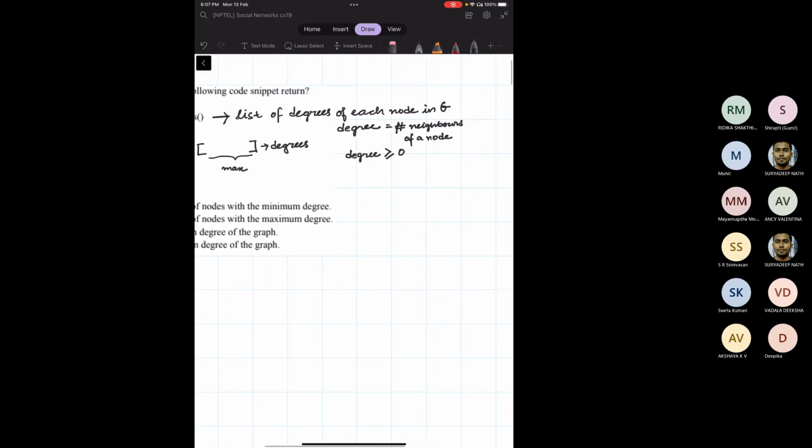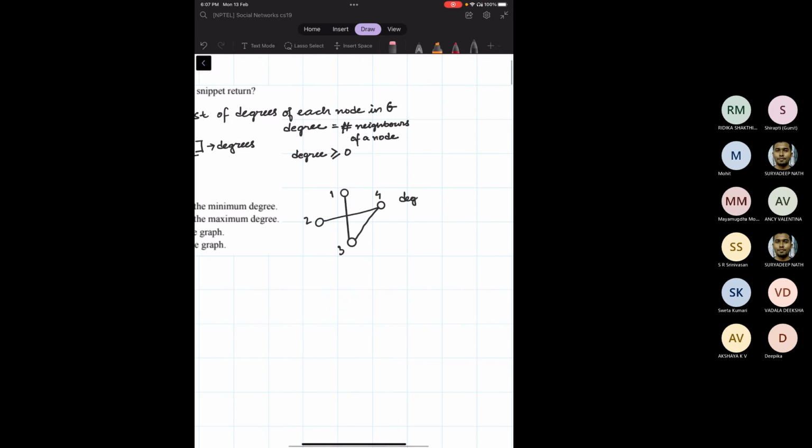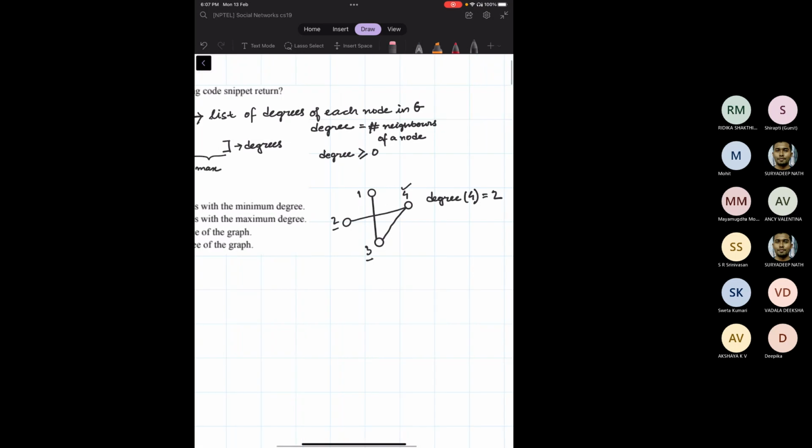If you have a graph like this, 1, 2, 3, 4, and I draw edges between them, let's say like this, and name it 1, 2, 3, 4. Degree is basically the number of neighbors. So degree of 4 is how much? 2, because it has two neighbors, 2 and 3. So degree of 4 is 2. Degree basically means the number of neighbors of a given node.